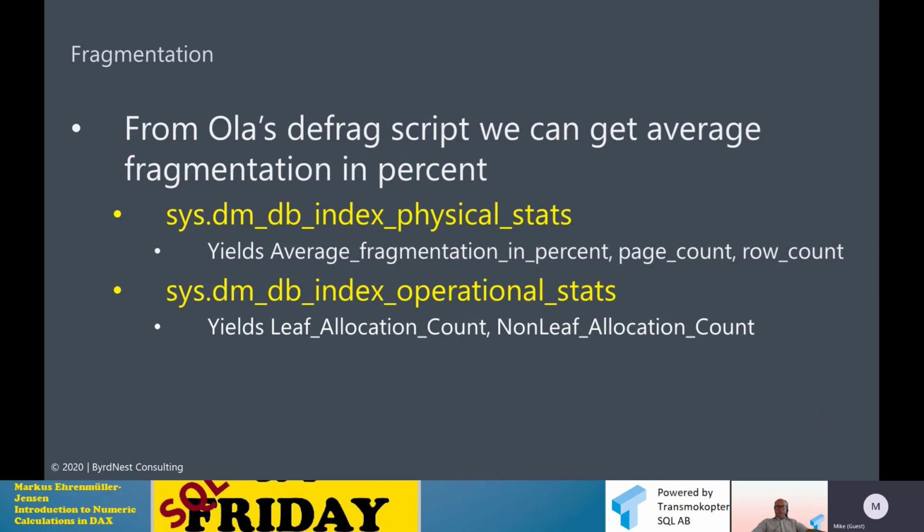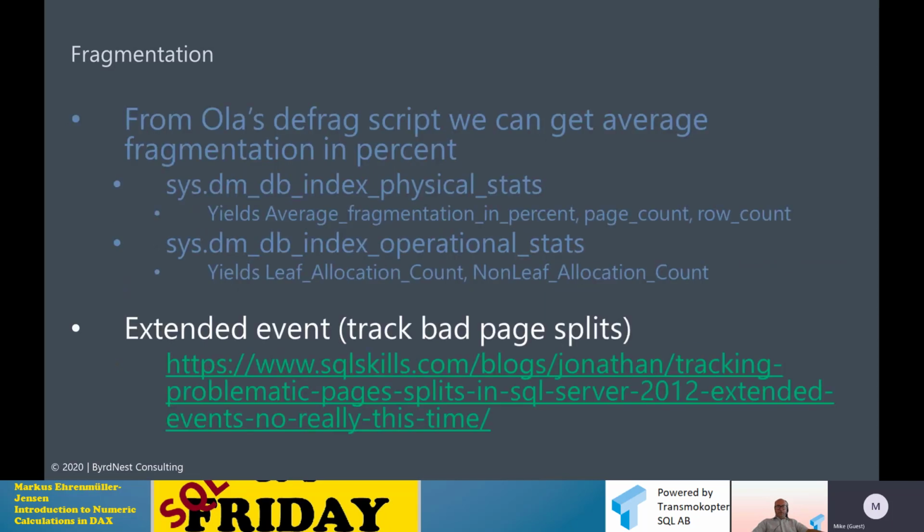And then, from Ola's script, you have sys.dm_db_index_physical_stats, where you can get the average fragmentation. You also have sys.dm_db_index_operational_stats, which gives you leaf allocation and non-leaf allocation. Those latter numbers didn't help. And then after about a month of tracking data, I found an article by Jonathan Kehayias from SQLskills on how to actually capture bad page splits. And there's a link to his article, and I also have it documented within the script itself. So now with his information, I can capture not only what the current fragmentation was, but how many bad page splits I'd had over a period of time.